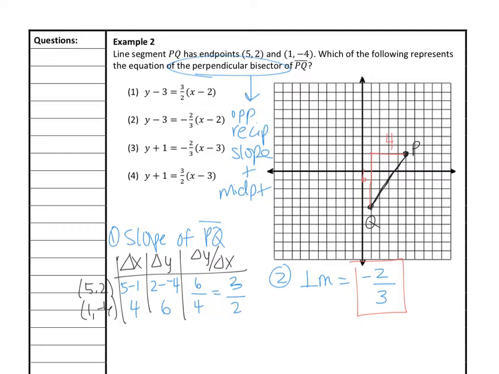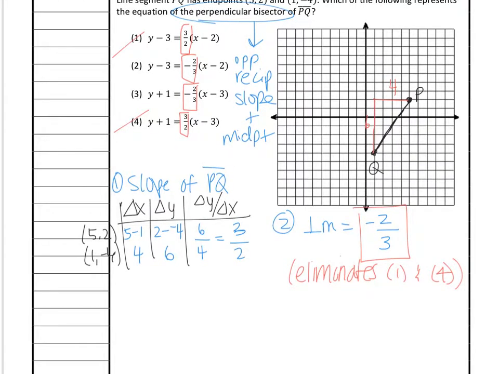So if I have a multiple choice question, that allows me to eliminate two choices immediately. I want to have a -2/3 slope, and when you remember the formula for equation of a line, this number in front of the parentheses is representing slope. So I can get rid of choices 1 and 4. I'm just going to jot down that this eliminates choice 1 and 4, and that's because of the slope. So we have the slope. Now remember, we have to go through the midpoint to write this equation. So third step is the midpoint.